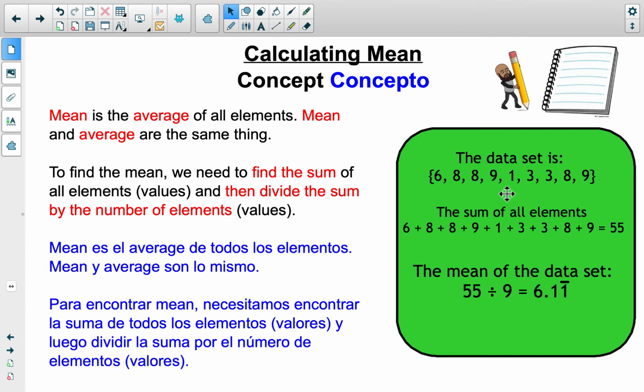So that's just a quick check. Does that make sense? It doesn't. The reason we're not there yet is we then have to divide by the number of elements, or the number of numbers that are there. There are 1, 2, 3, 4, 5, 6, 7, 8, 9. So you take that sum of 55 and divide it by 9. If you do that, you're going to get 6.1 repeating, a non-terminating decimal. So that's why you see that line here.